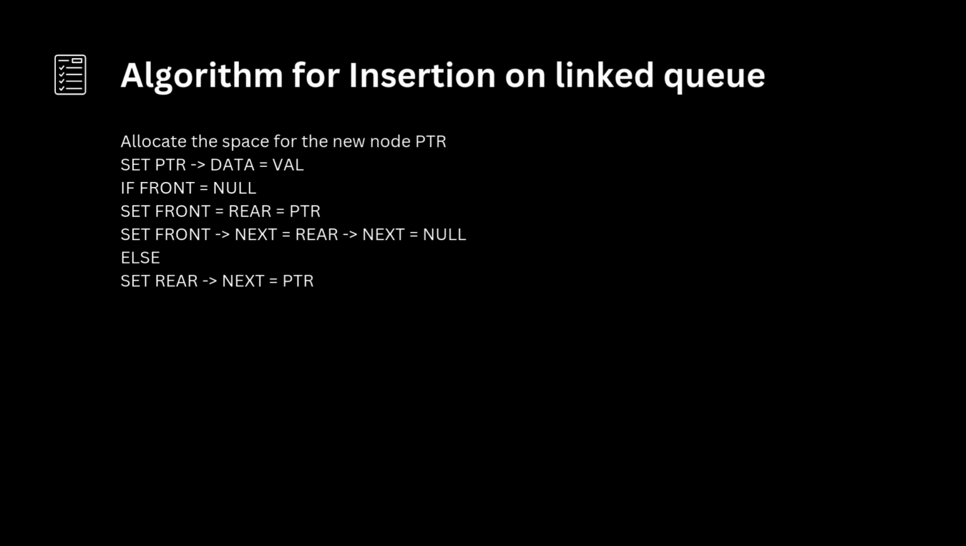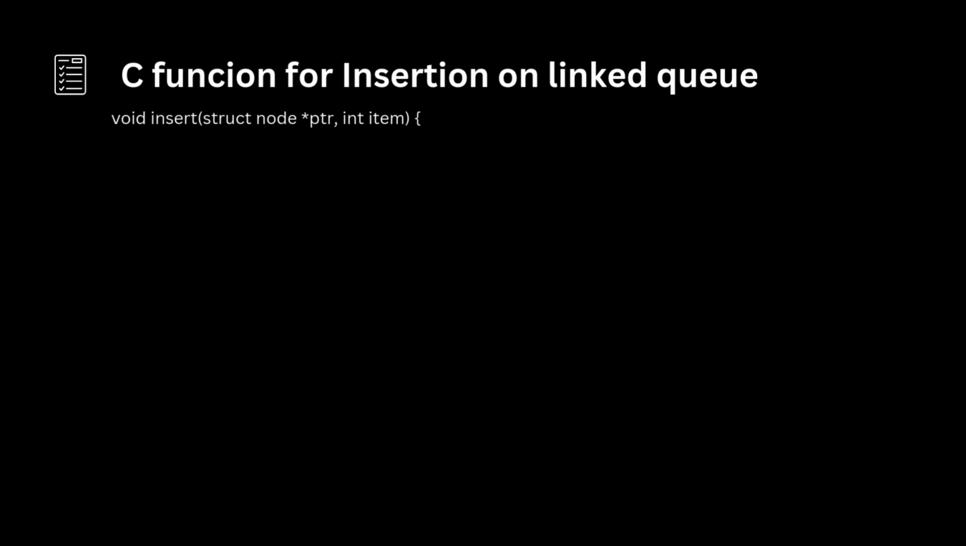This moves the rear pointer to the new last node pointer, and this sets the next pointer of the last new node, that is rear, to null, indicating the end of the list. Now let us write a C function to insert an element in a linked queue.